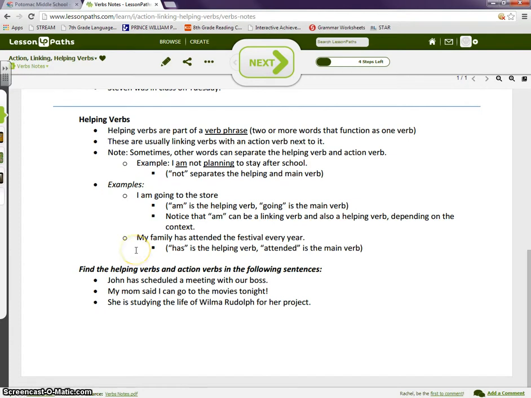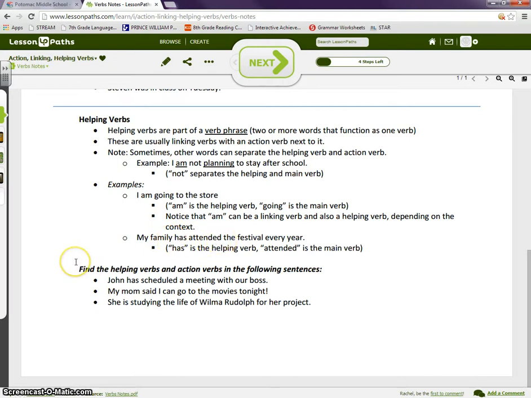Let's look at the second example. My family has attended the festival every year. Okay, has is your helping verb, attended is your main verb. Okay, and it's functioning as one verb phrase, has attended. Okay, so has can also be a linking verb. It can also be an action verb too, but in this case it's just the helper helping along the major one, attended. Because really the sentence could function without this word. My family attended the festival every year. You could say that, but in this case we have has attended. So has is a helping verb, attended is the main verb.